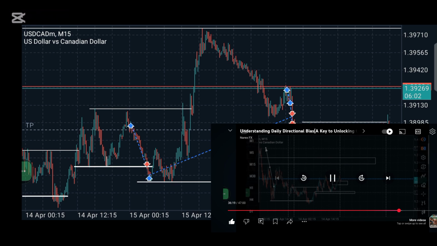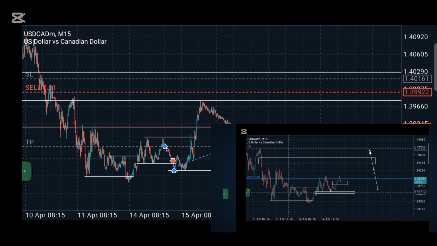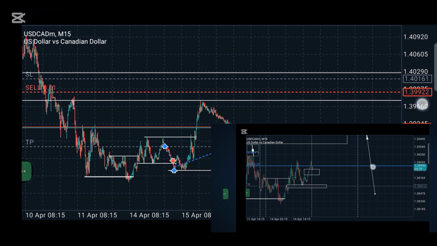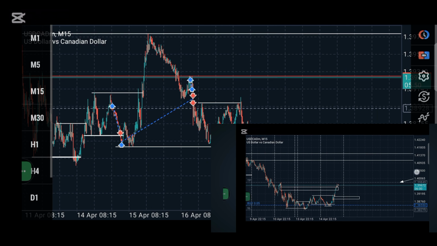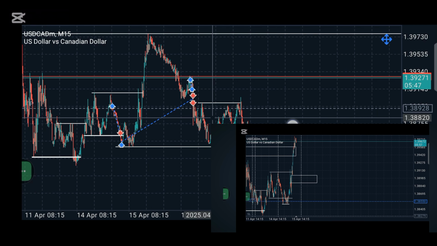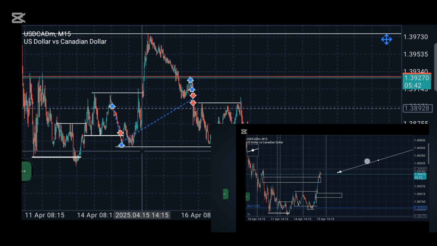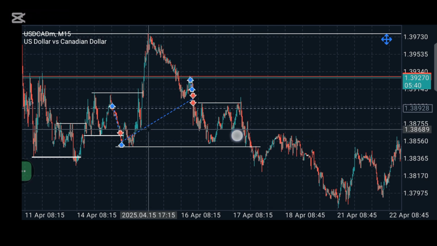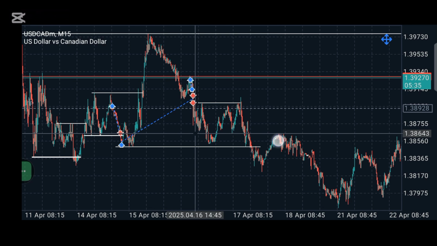On the 15 minute, I bought from this very level down. I was targeting the weekly fair value gap, like I said earlier, but it did not really play out. You see how price has been. Okay, yeah, I remember this was the video where I explained the daily bias. I was explaining daily bias with this USD CAD. So I already had my weekly point of interest in that video. That's what I was trying to say.